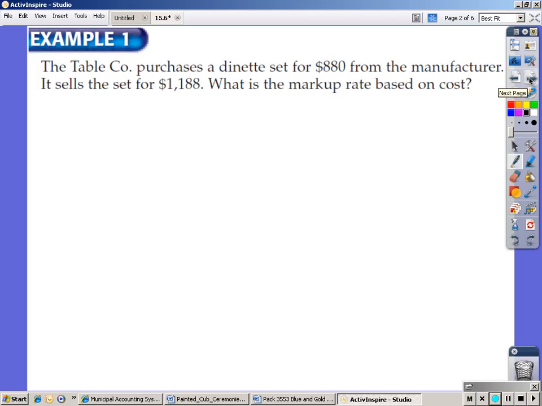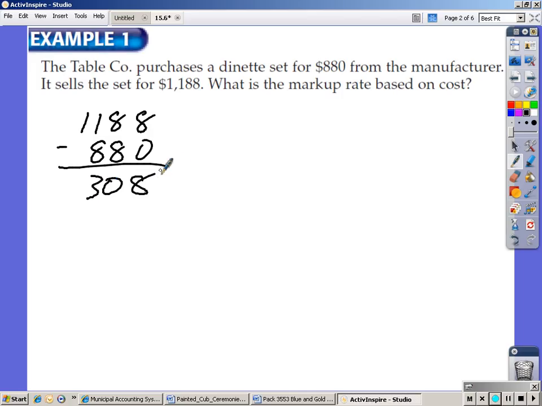Now, this first example is exceptionally easy. It says the table company purchases a dinette set for $880 from the manufacturer. It sells a set for $1,188. What is the markup rate based on cost? Okay, so we first got to find our markup. Take the selling price minus the purchase price or the cost, and you end up with $308.